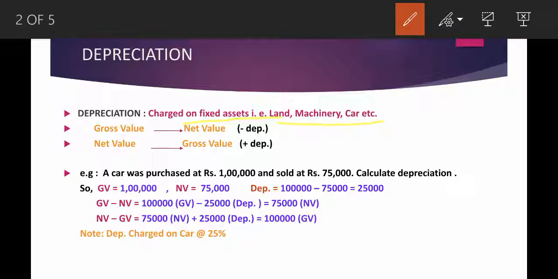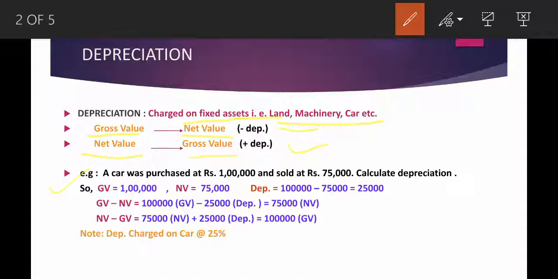Here it is written that when you have to go from gross value to net value, then you have to deduct depreciation. But when you go from net value to gross value, then you have to add depreciation. Now the question arises, what is gross value and what is net value? So let's understand this with the help of the example given below.